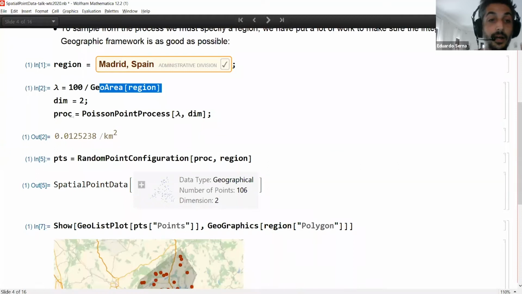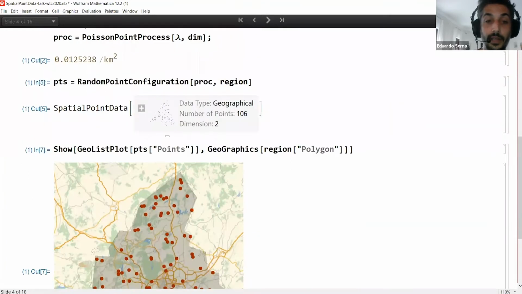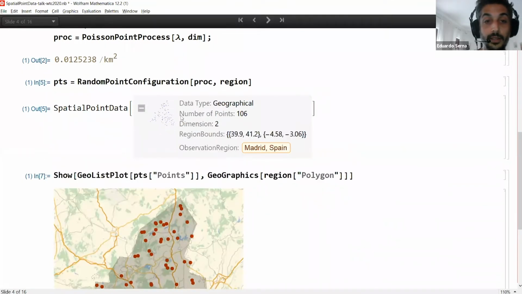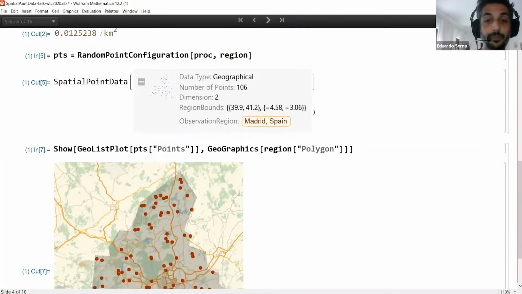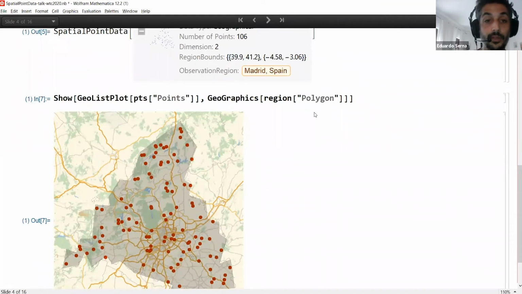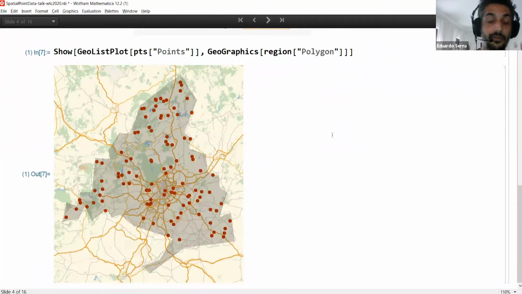And so the density will be 0.0112 points per square kilometer. And now we can sample from the region. The sample has 106 points, which is not 100 because 100 is the average. This number is Poisson distributed. And we can see that they're all within the region of Madrid.